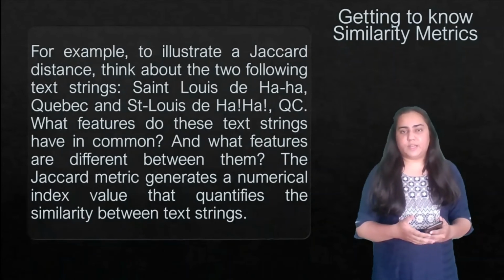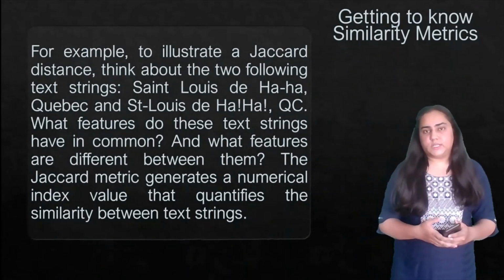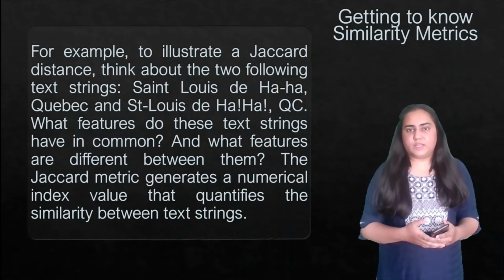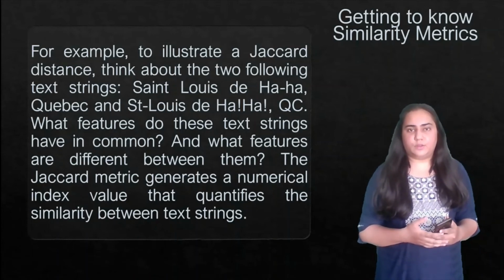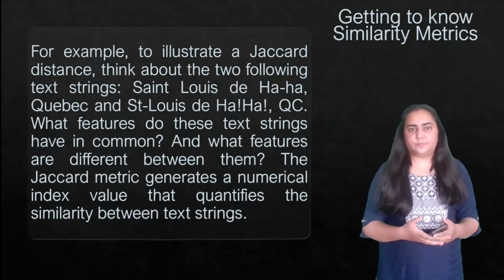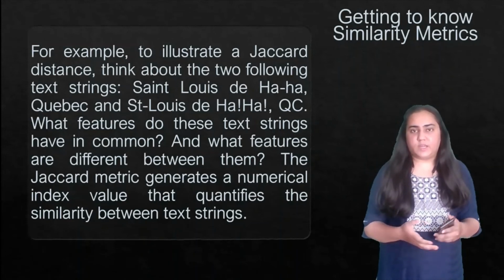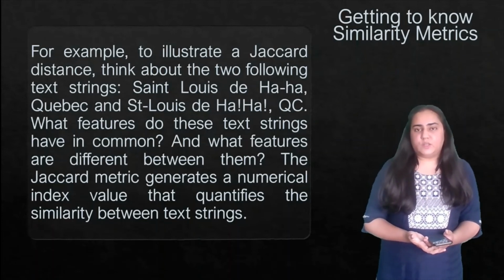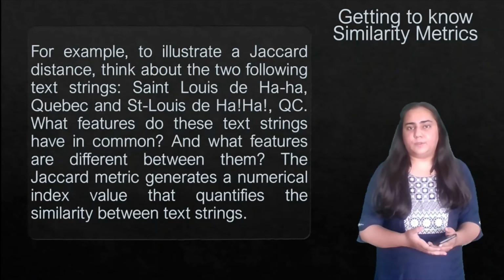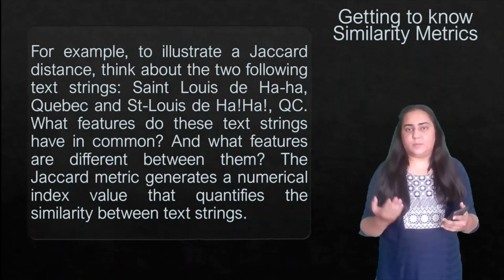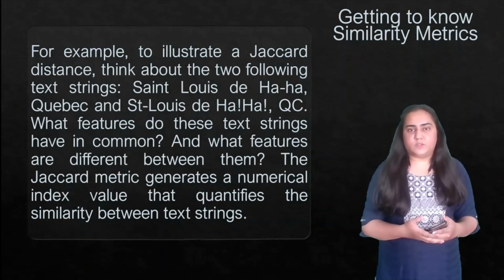For example, if you had to illustrate this Jaccard distance technique, then think about the following 2 strings: Saint Louis de Ha! Ha!, Quebec, and Saint Louis de Ha-Ha, and there is QC. So there are two things. What features do these text strings have in common? What do they have in common? And what features are different between them? So obviously the strings are quite similar up to the HA, after which there's an exclamation point, whereas in the other one there's a hyphen.